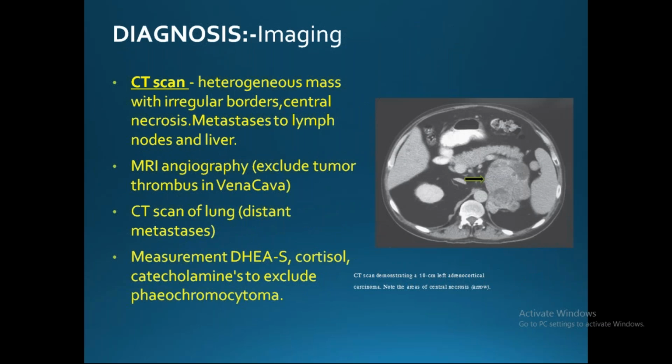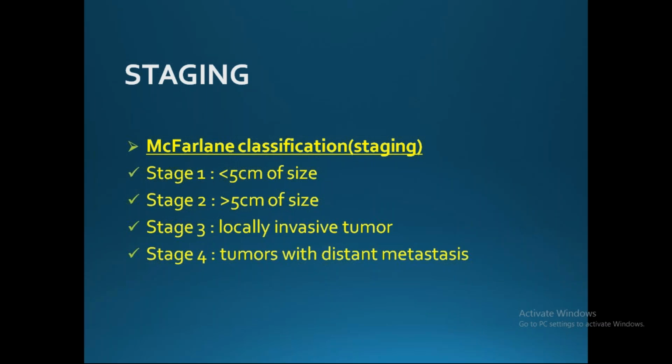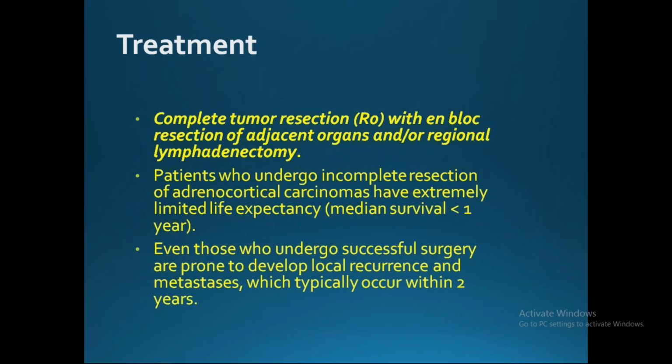The investigations you must do are a CT scan of the abdomen and a CT scan of the chest. MRI is more sensitive than CT. If it is a functional tumor, you have to assess hormonal levels like DHEA, cortisol, catecholamines, and so on. You need to rule out a pheochromocytoma. And there is something called the McFarlane staging system. Stage 1 is less than 5, stage 2 is more than 5, stage 3 is locally invasive, stage 4 is distant metastasis. Treatment will be an adrenalectomy.